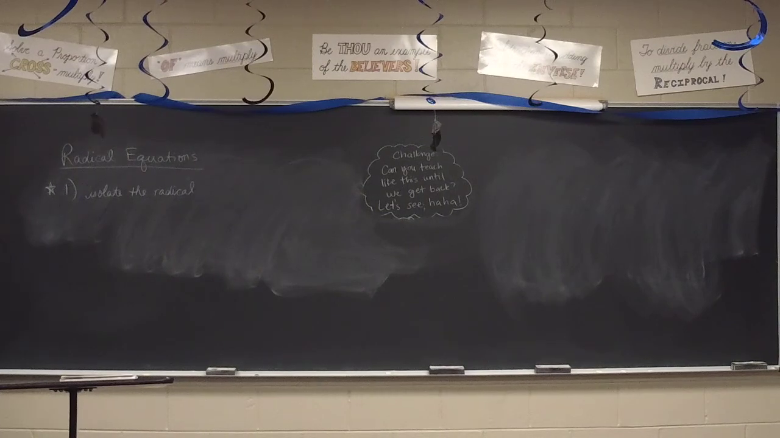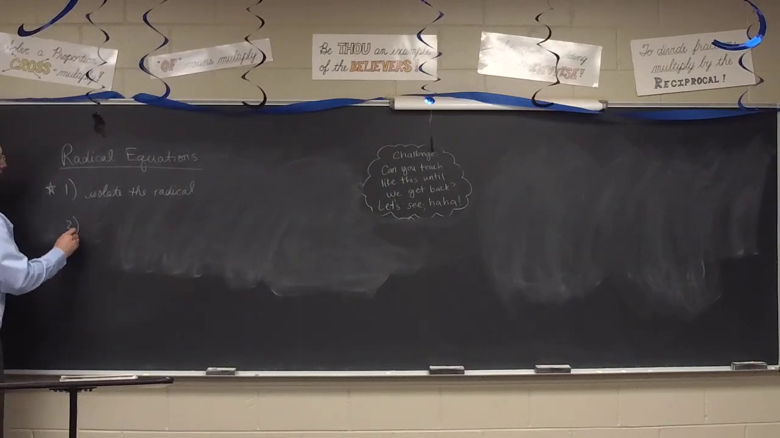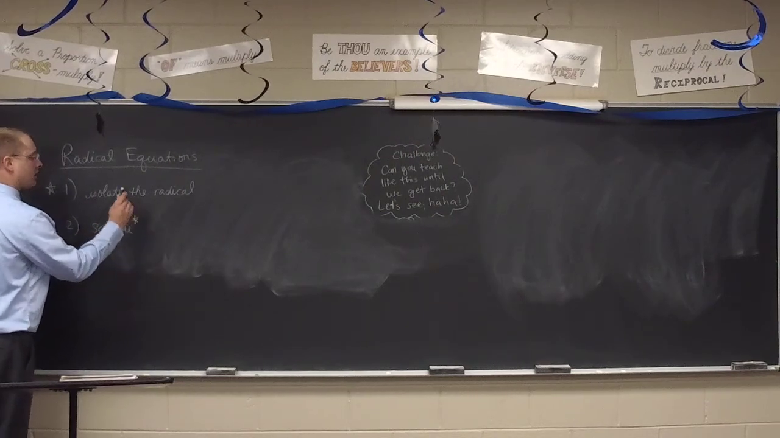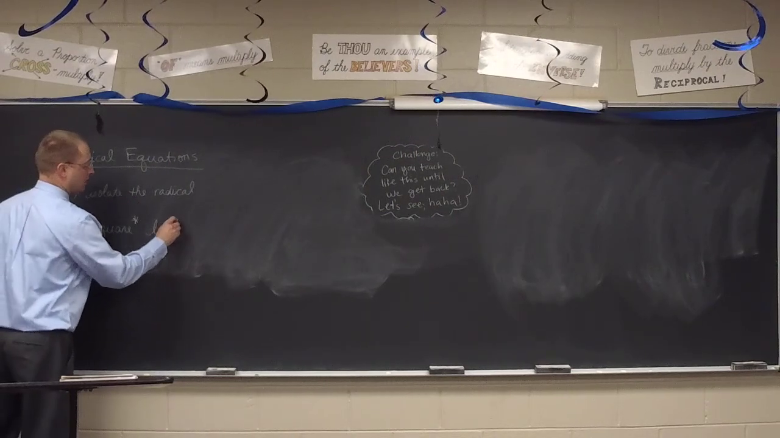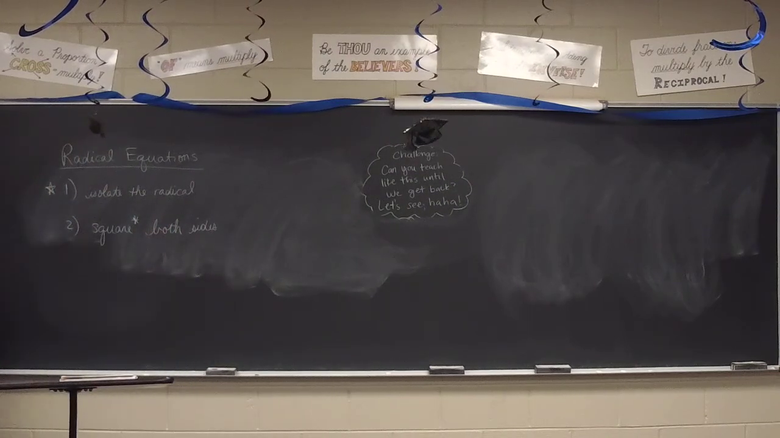Kind of like we did with absolute value, right? We would isolate the absolute value. Really, the ultimate goal in any equation is to get the x by itself, or isolate it. Well, here's the radical that we're going to isolate. And then step number 2 is to square, but put a little asterisk, both sides.